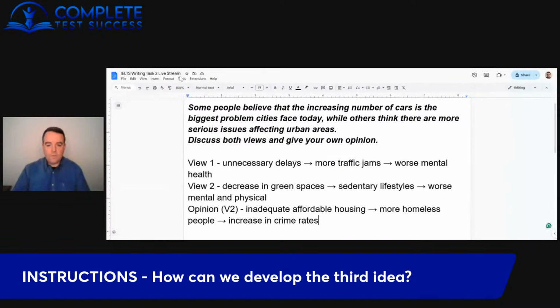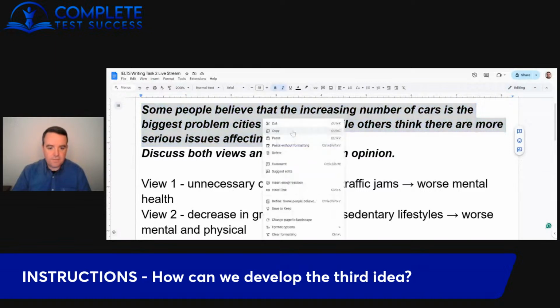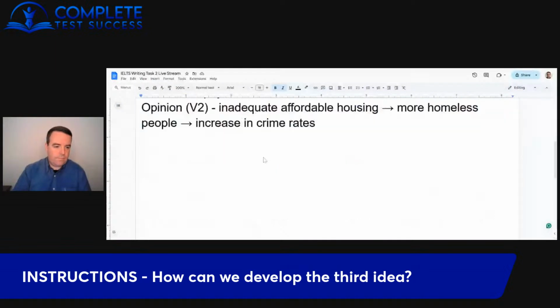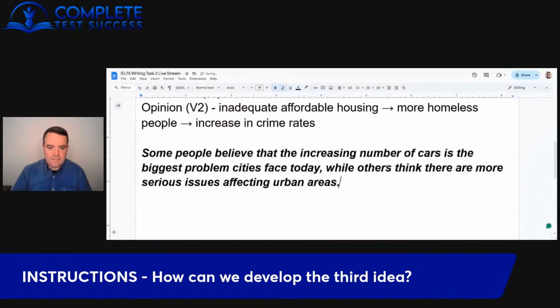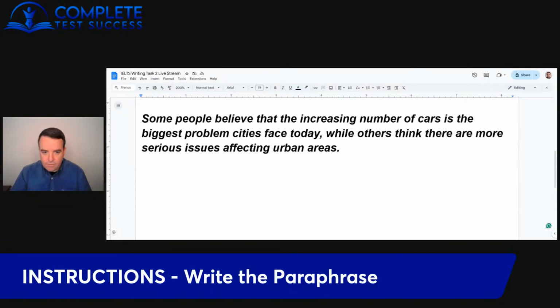Okay, so what we're going to do is we're going to write the introduction. So the introduction basically means we need to paraphrase this part of the question here. So if this is what the question says, how can we paraphrase that question? So that's my next task for you guys. Write the paraphrase for that question, share it with me in the comments, and I'll just copy and paste one of your attempts and I'll add it to the document.